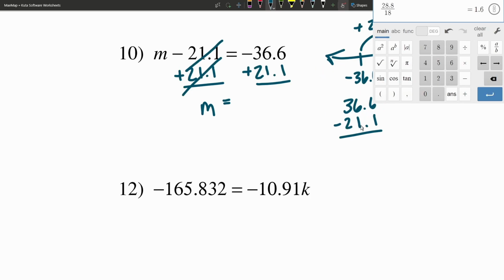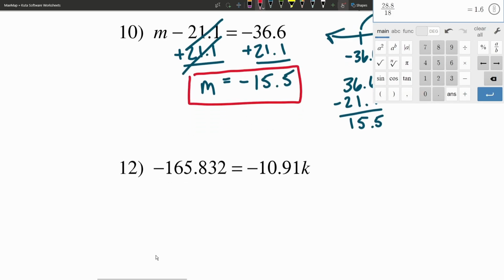So 36.6 minus 21.1, that is our 15.5. But this is ultimately still negative because 21 is not greater than that 36, so we're not going to bump all the way into the positives. We're still hanging out in the negatives. So negative 15.5.